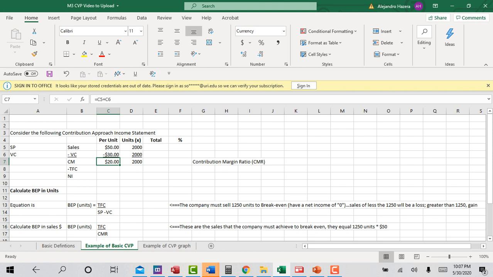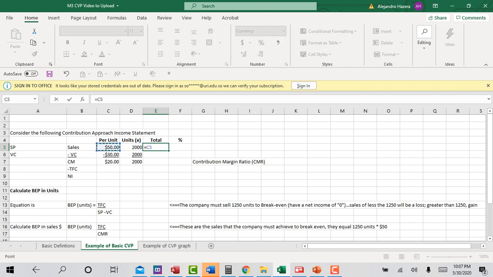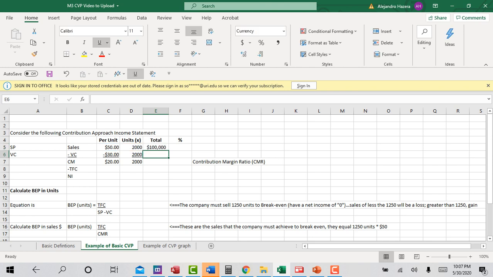Once you get past the break-even point, you cover your fixed costs, and every unit you sell produces profit. Okay, now let's get our total sales and total variable costs. So our total sales here is going to be $50 times 2,000 units, or 100,000. Our total variable costs are going to be $30 times 2,000, or minus 60,000. And then now you can compute the contribution margin.